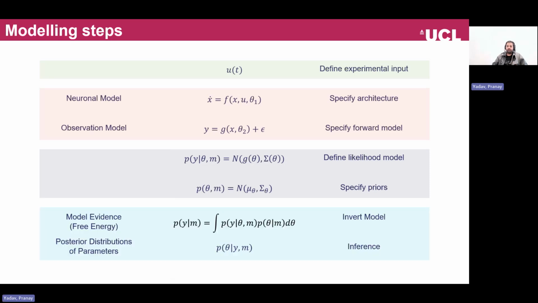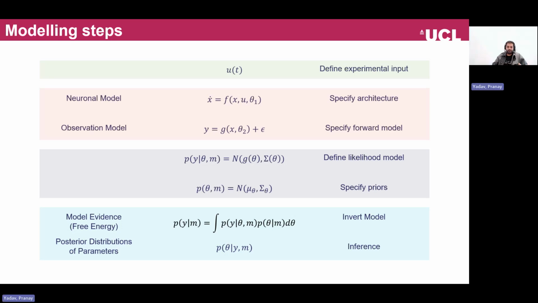Right, so once we have done that, we can invert this model, which amounts to estimating model evidence, also called the marginal likelihood. Once we do that, we also get posterior distributions of the parameters.